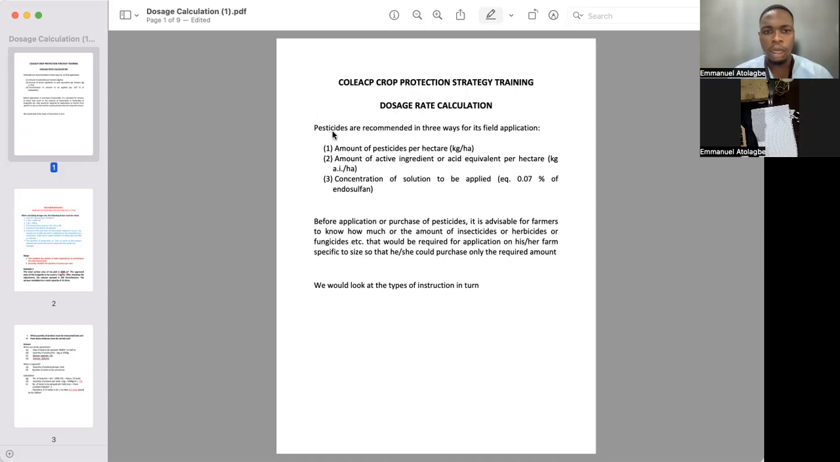The first page has it that pesticides are recommended in 3 ways for field application. 1, per hectare. 2, the active ingredient. 3, the concentration of solution to be applied. That is, for hydrogen peroxide, where you have 50% and you want to convert it to 5% or 3% for sterilization, how do you go about it? How do you calculate it? That is what we'll be looking at in this video.